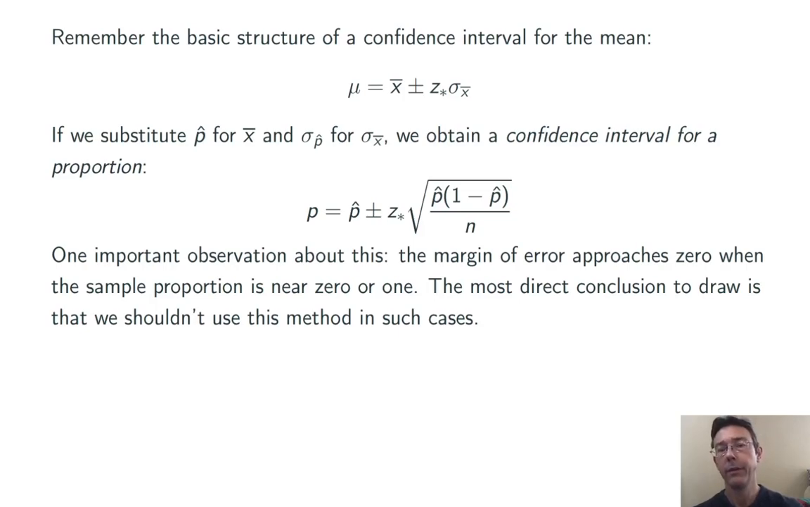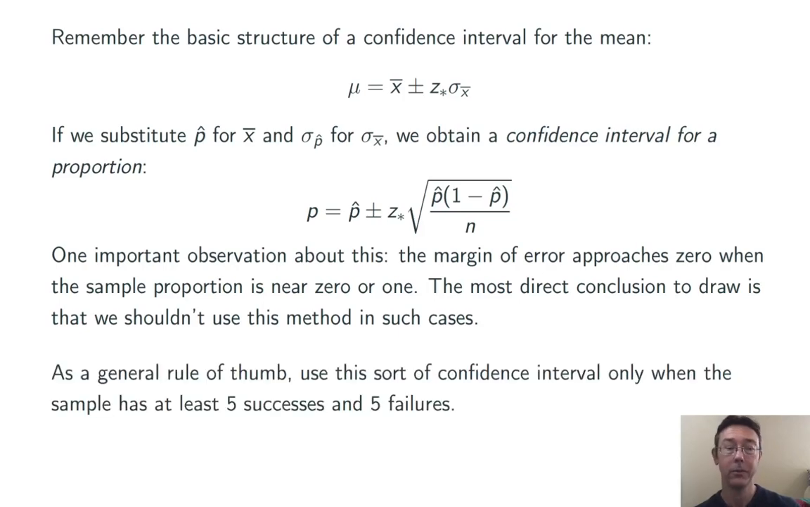The margin of error there on the right, z star square root p hat times 1 minus p hat over n, approaches 0 when the sample proportion is very near 0 or 1. So the first conclusion that we can draw from this is that we shouldn't use this sort of confidence interval in cases like that, when p hat is very close to 0 or 1. There are other techniques that we can study in more sophisticated statistics courses.